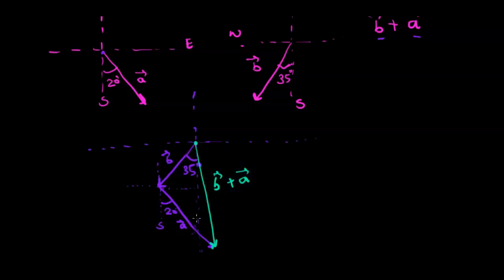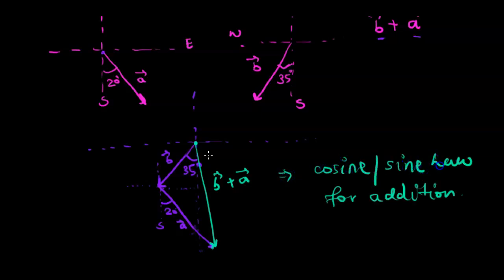Now we know this is not a right angle triangle. This is an acute or obtuse, an oblique triangle. So for oblique triangles, we use the cosine or sine law for vector addition. To find this resultant, we need this angle.